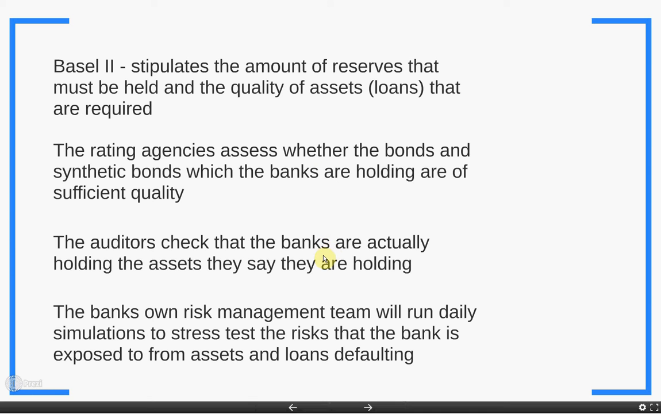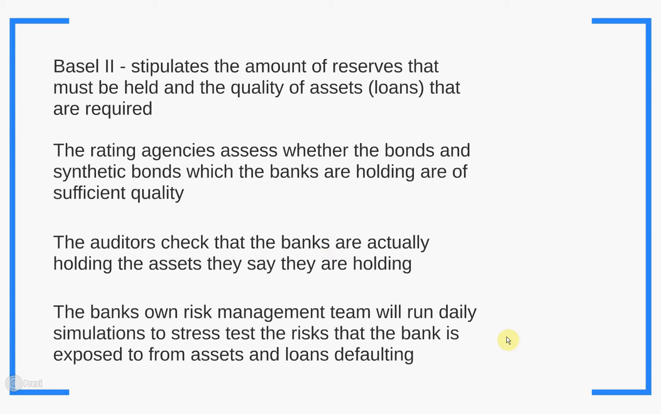And in addition to the auditors and the rating agencies, the bank will have their own risk management team which run daily simulations to stress test the risk that the bank is exposed to. So they'll actually be running stochastic models, Monte Carlo simulations, to try and assess whether the bank is genuinely able to withstand different scenarios, like several bonds defaulting or interest rates changing. Currency rates changing will affect all sorts of things where assets might be held in different currencies from liabilities. So the bank's own risk management team will be assessing that on a daily basis.